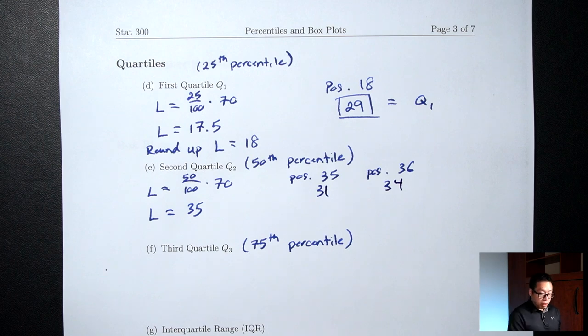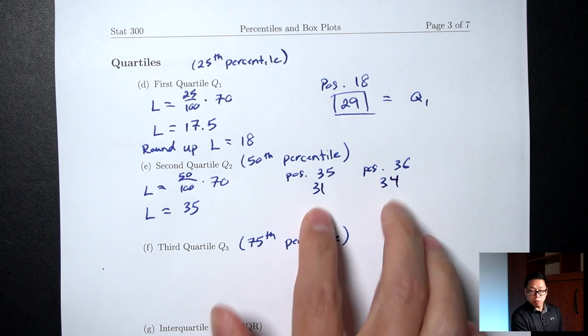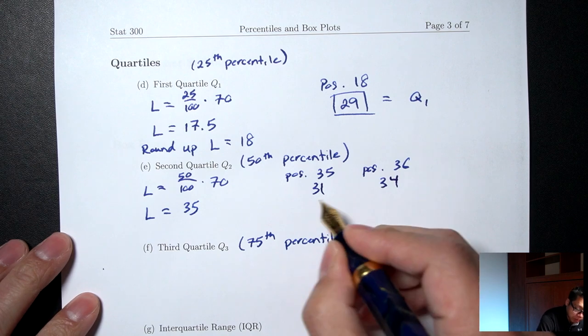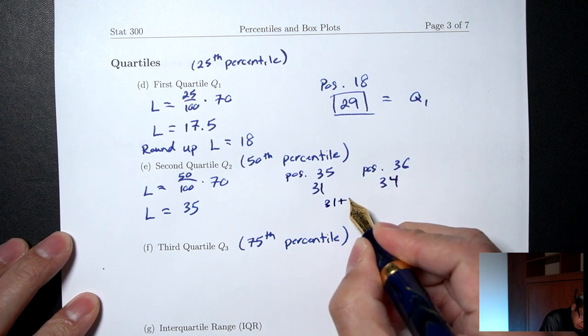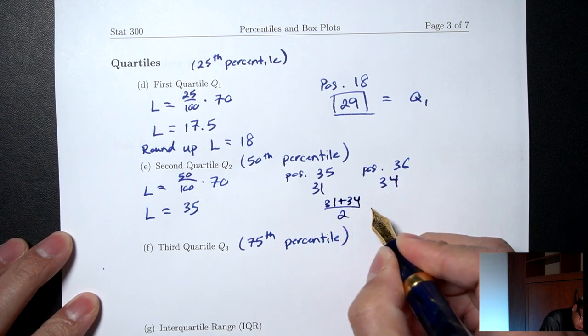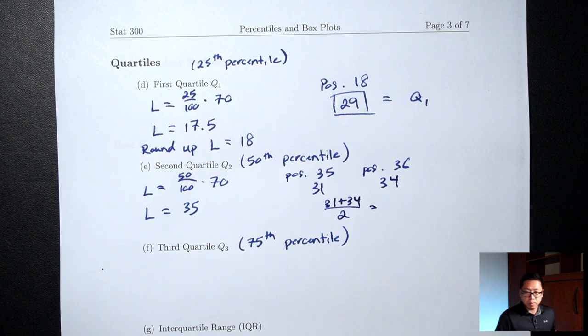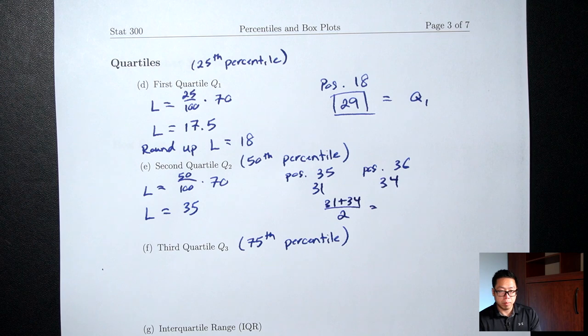Now, step three says, once you find those two numbers, we're gonna average those. So add them up, divide by two. So 31 plus 34 over two. On top, 31 plus 34. On the bottom, two.